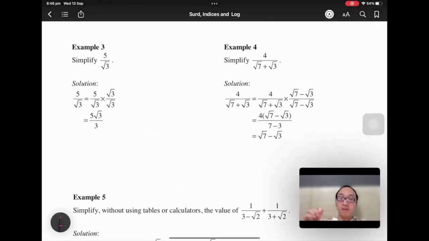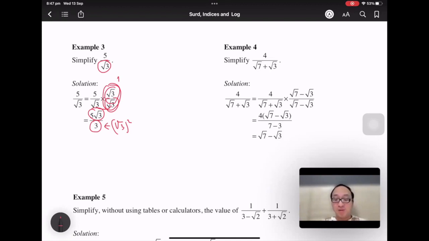Example 3, simplify 5 over square root of 3. So we have to remove the square root of 3 in the denominator by multiplying it with root of 3 over root of 3. We multiply by 1 in the form of root 3 over root 3. So in the denominator, root 3 times root 3 will become root 3 squared, which equals 3. And in the numerator, we just have 5 times the square root of 3, so it becomes 5 square root of 3.